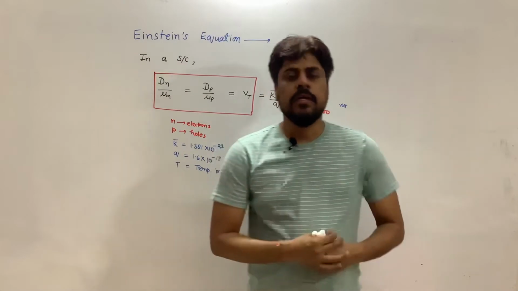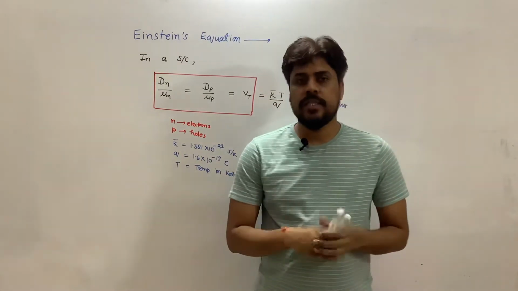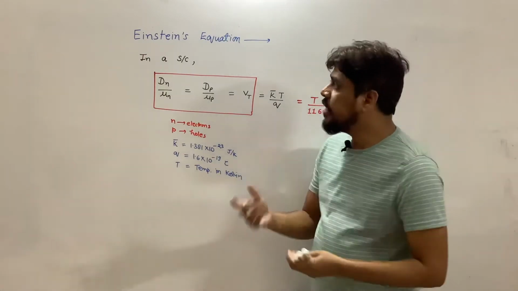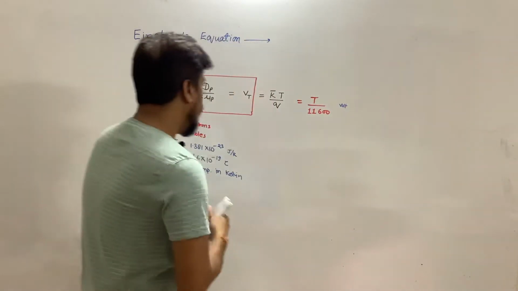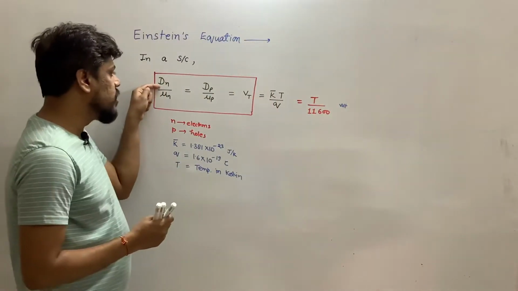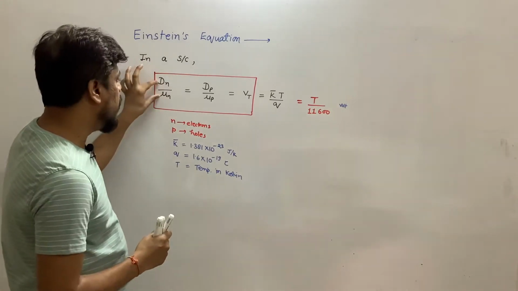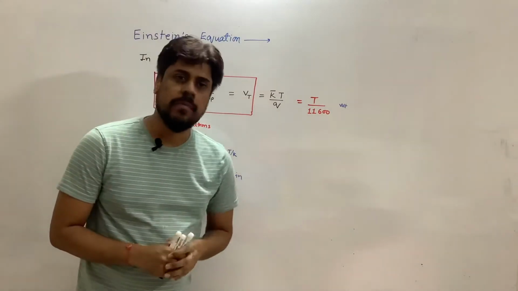Hello everyone. So today we are going to discuss a very important and very interesting topic, that is Einstein equation. Einstein equation states that in a semiconductor, if we divide the diffusion constant and mobility, then we see that the diffusion constant and mobility ratio is equal to Vt. Vt is thermal voltage.